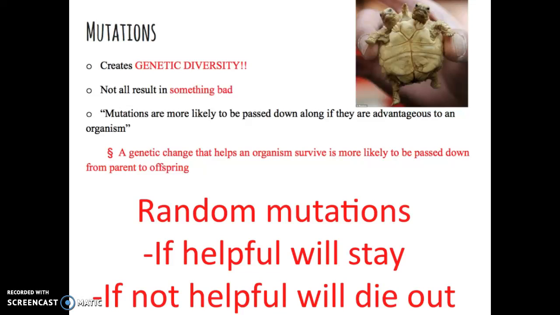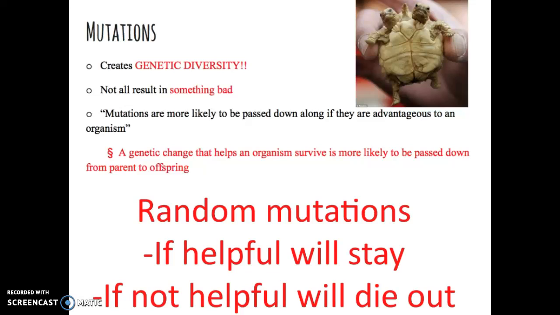The next reason why organisms change and adapt is through mutations. Random mutations will give you different traits. If the traits are helpful, then they're going to stay in the population. If they help the animals, or the organisms, not just animals, if they help the organisms survive and reproduce, then they're going to pass their genes down to the next generation.